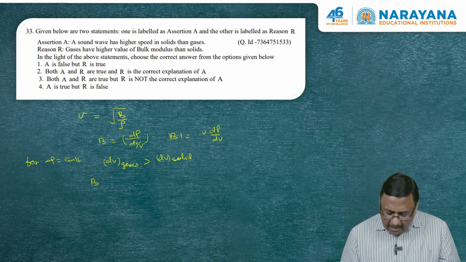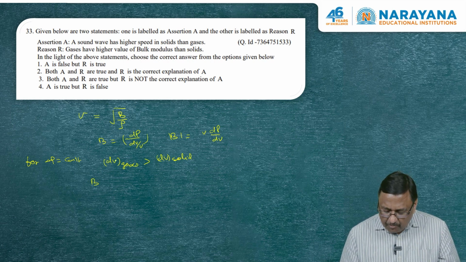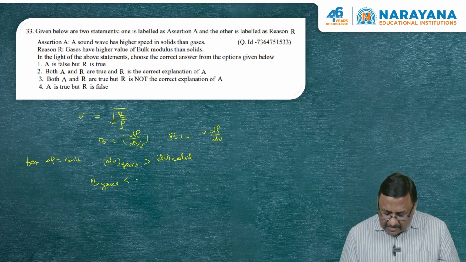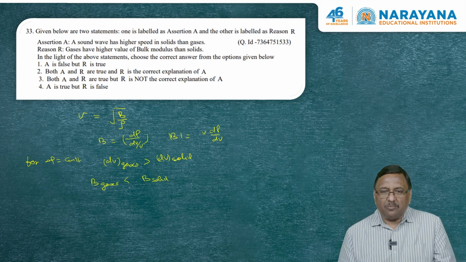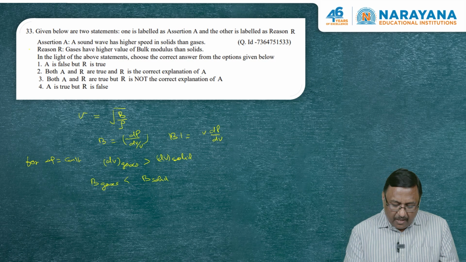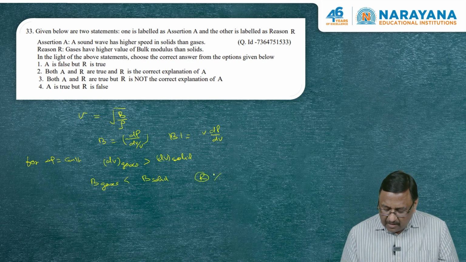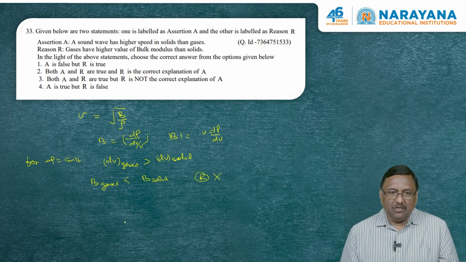So if I write B here, with dV for gases being more, I can say B for gases definitely is going to be less than B for solid. That means bulk modulus of elasticity for solid is more. That means the statement that gases have higher bulk modulus than solid is absolutely wrong. That means R is wrong. So I can say R is wrong. The reason is not correct here.